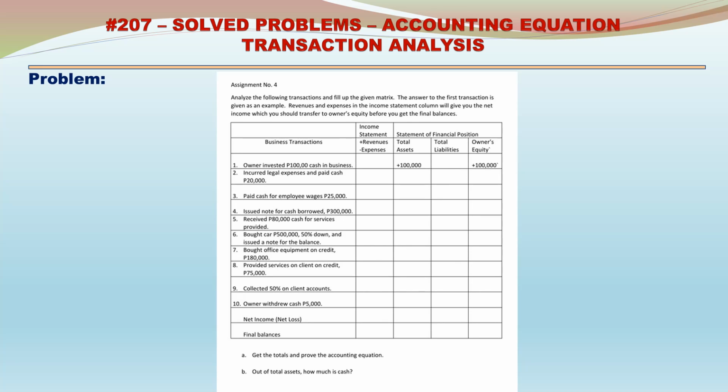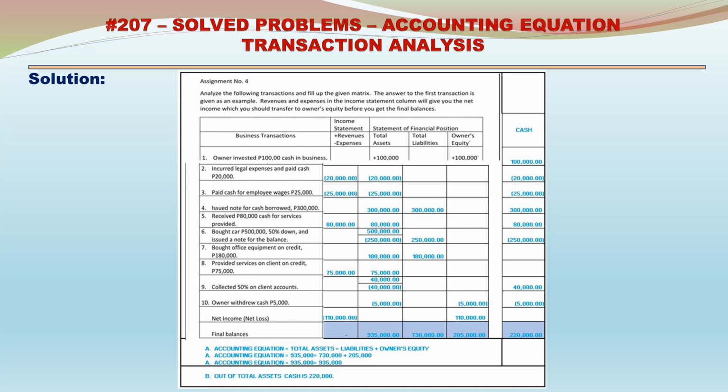8. Provided services to client on credit 75,000. 9. Collected 50% on client account. 10. Owner withdrew cash 5,000. Net income, net loss, final balances. Give the totals and prove the accounting equation. Out of total assets, how much is cash?